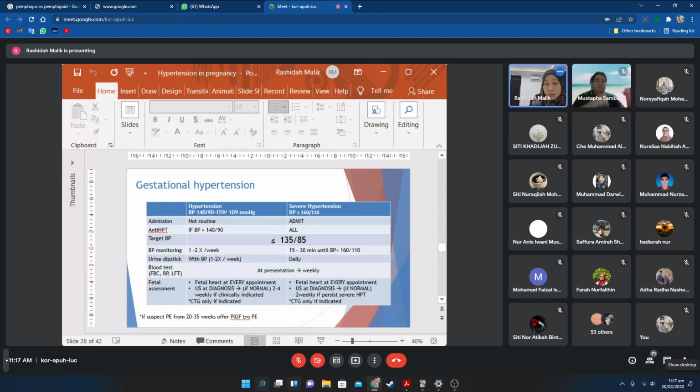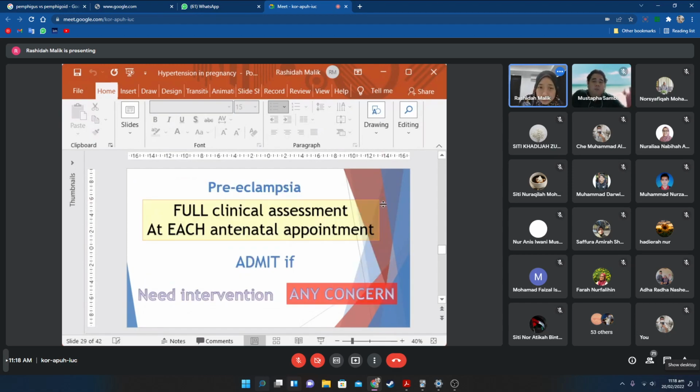So for the baby, you have to check the fetal heart at every appointment. Ultrasound at diagnosis. If it's normal, but the patient has persistent severe hypertension, you will need to repeat it 2 weekly. Why do you do it more frequently? Because you want to detect complications if the patient develops preeclampsia. But if it's not severe hypertension and the ultrasound at diagnosis is normal, you can repeat it 2 to 4 weekly when clinically indicated. Again, CTG only if indicated.